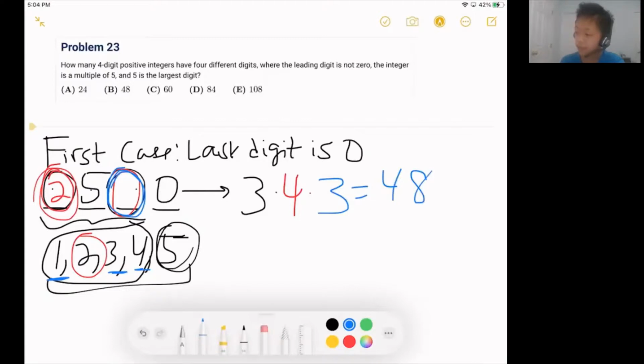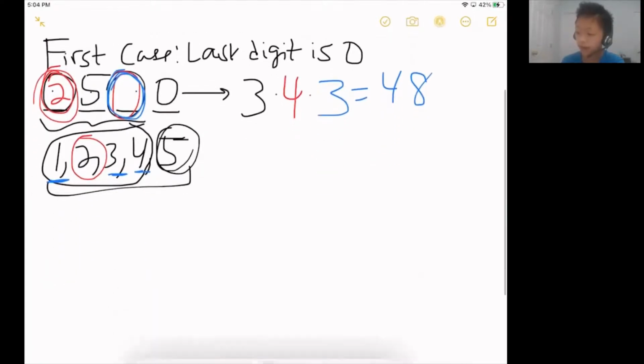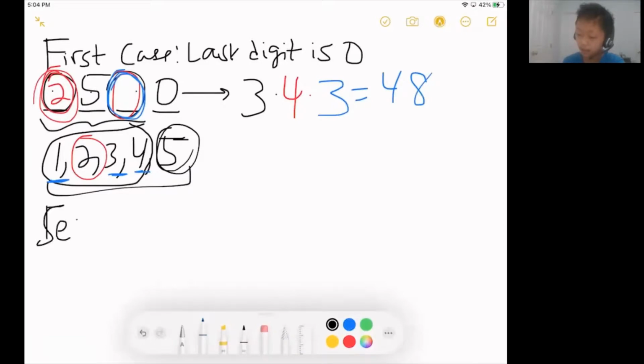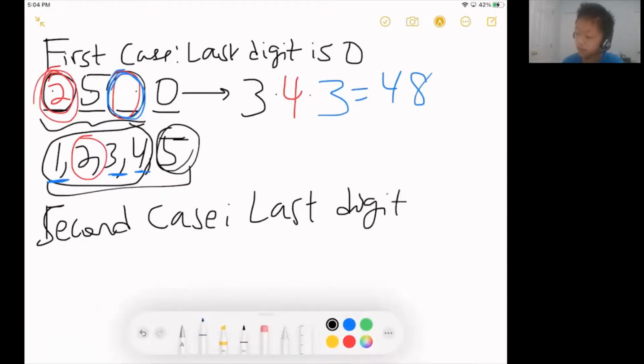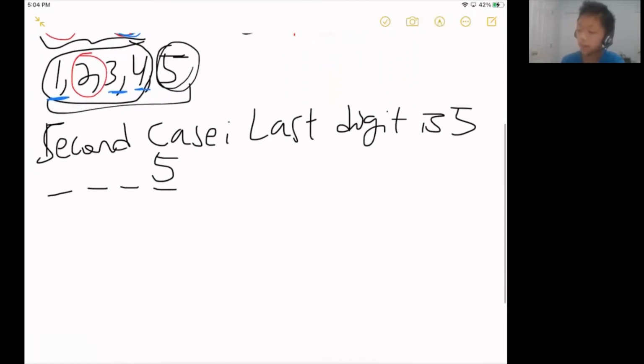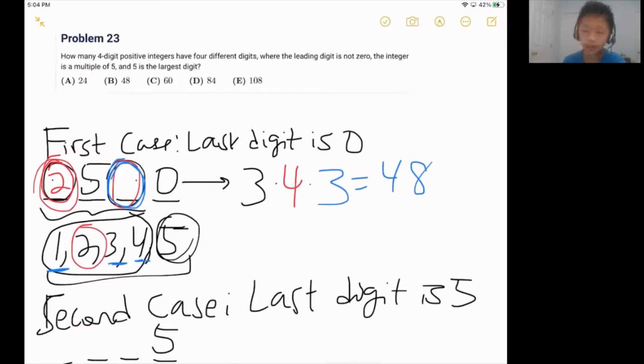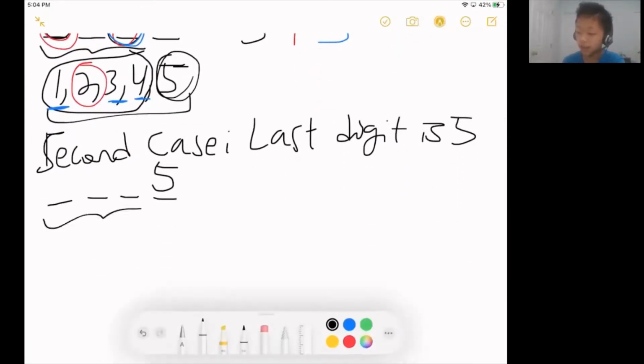And now we have one more case, remember? For the second case, the last digit is 5. So 1, 2, 3, 4, last digit is 5. Remember that we had the rule that the integer is a multiple of 5, and 5 is the largest digit. So again, that means out of these 3 digits, the only possible digits you can use are 0, 1, 2, 3, and 4, because you can't use 5 again, and you can't use a number more than 5.